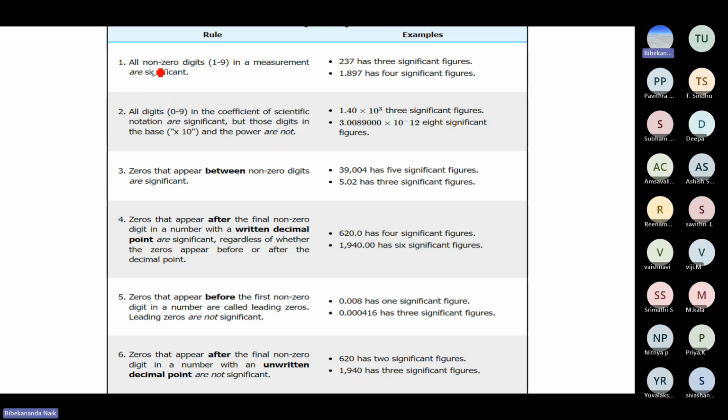So rule 1 says all non-zero digits in a measurement are significant. Suppose we are taking some measurement or reading and there are all non-zero numbers. So all non-zero numbers are significant figures. However, some of them are doubtful and some are accurate.